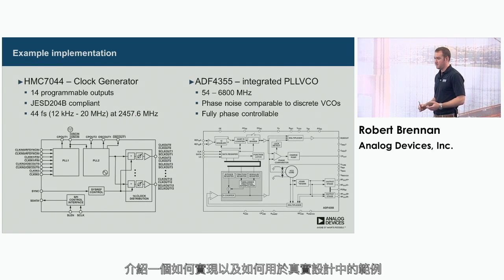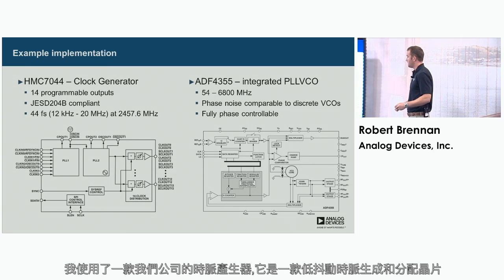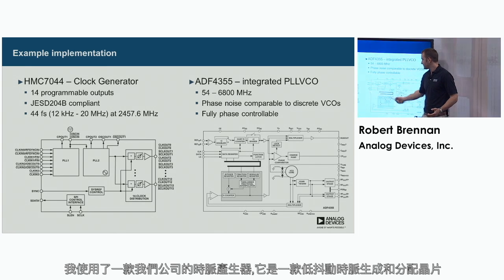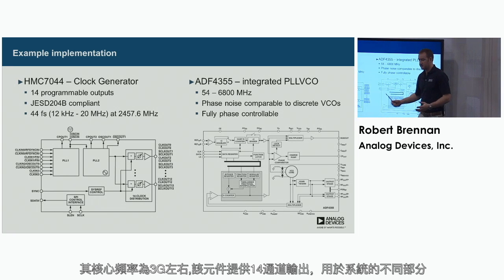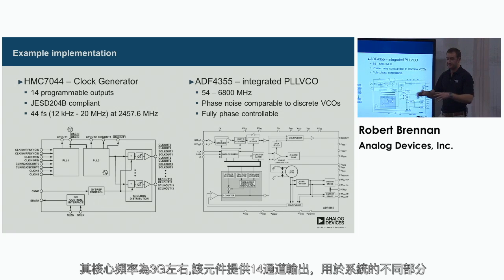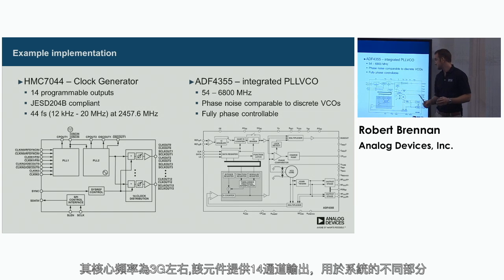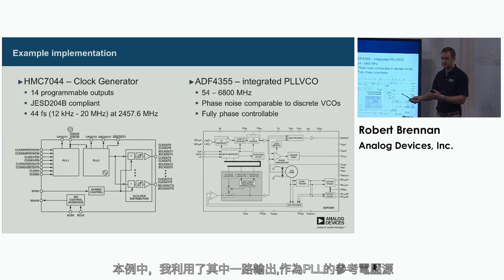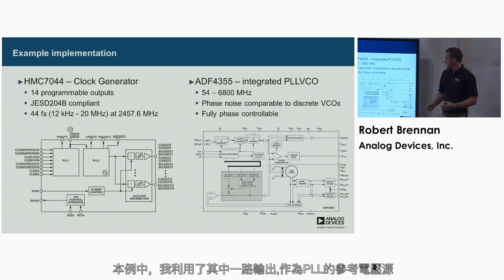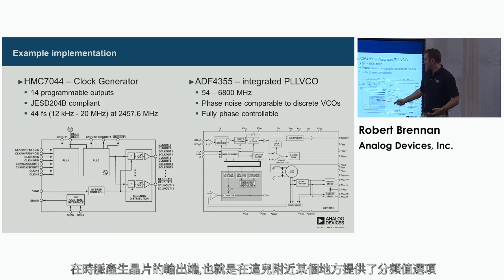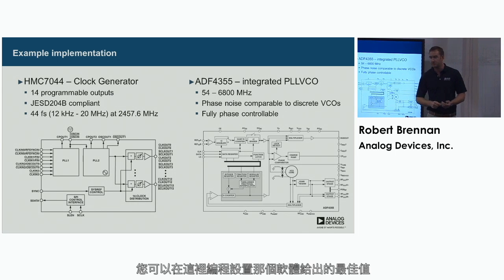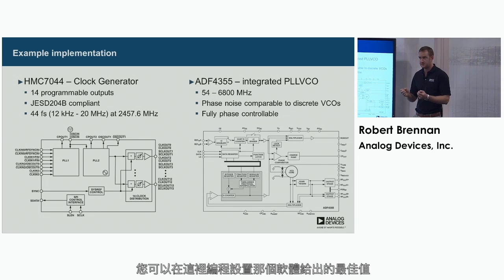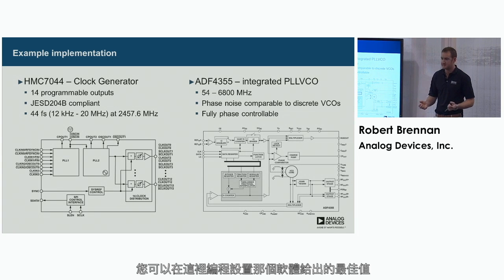As an example of how we implemented this in the real world, I used one of our clock generator devices. This is a low jitter clock generation and distribution chip where we have a core frequency running around 3 gigs, and then the part has 14 outputs that go to all different parts of the system. In this case, I'm taking one of those outputs as the reference to the PLL. On the clock generation chip output, we have the divider options, and that's where we're programming the value that the software has decided is the optimum value.